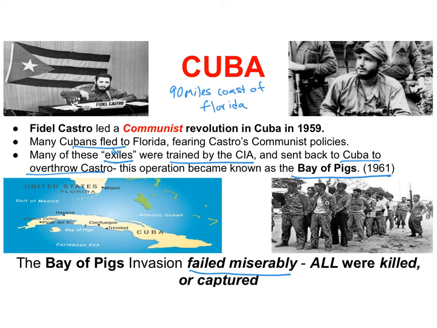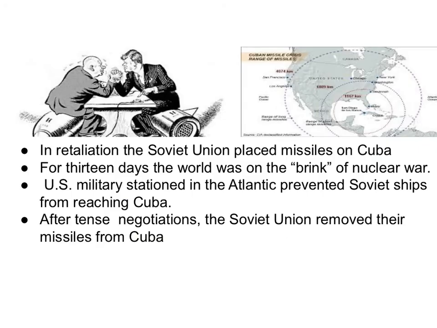It was not successful. Everybody was either killed or captured. It set up a hostile relationship between the United States and Cuba. It did not work. And so this led to increased suspicion on both sides over the spread of communism. So in response to the Bay of Pigs, the Soviet Union decided to retaliate. And so they placed missiles on Cuba.